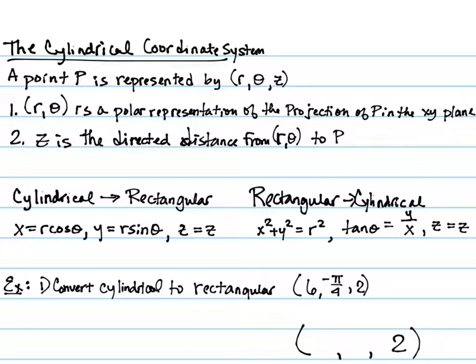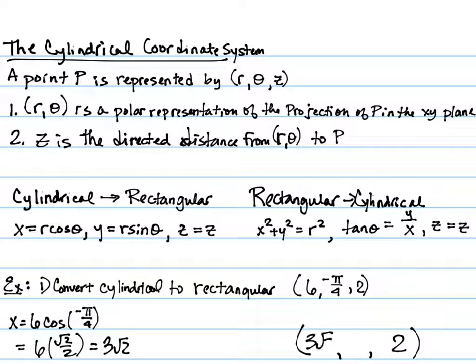How do we find x? How do we find y? Well, x is r cosine theta. Well, r is 6, and theta is negative pi over 4. So what is the cosine? You might want to grab a calculator or a unit circle perspective in your head anyway. What is the cosine of negative pi over 4? Square root 2 over 2. Yeah, it is. So we have 6 times square root 2 over 2. This ends up giving us 3 square root 2 for x.